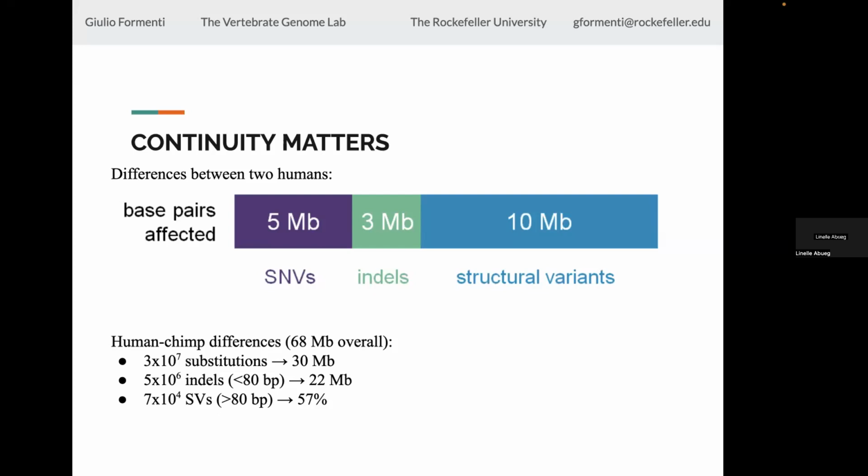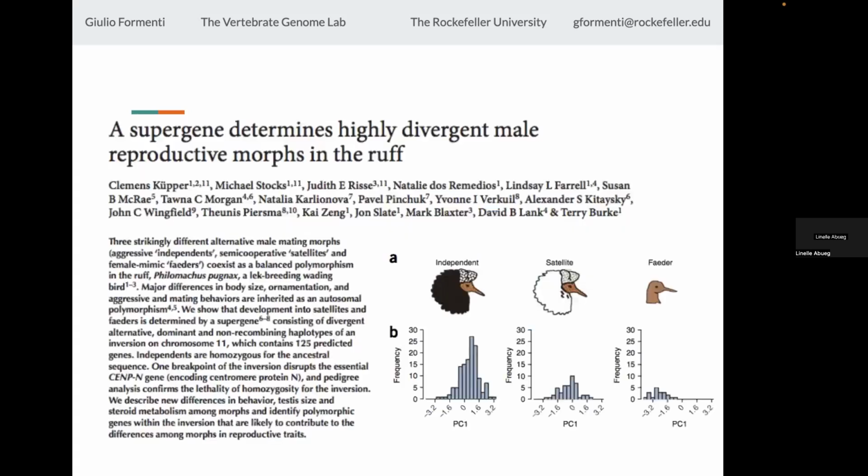So even if the sequence is the same, you may have an inversion that essentially leads to millions of bases being inverted with respect to, for instance, me and Olivier. And if you take another comparison, human versus chimp, we're talking about 70 megabases overall. And again, we see the same pattern, where there are more bases affected by SVs than the rest.